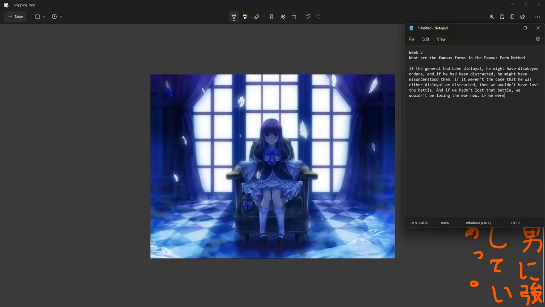Now, if we weren't losing this war, the morale of the high command wouldn't have been so low. And it is definitely pretty low. Though, I forgot to put a space. If the general had disobeyed the orders, I would have heard rumors, and I haven't.